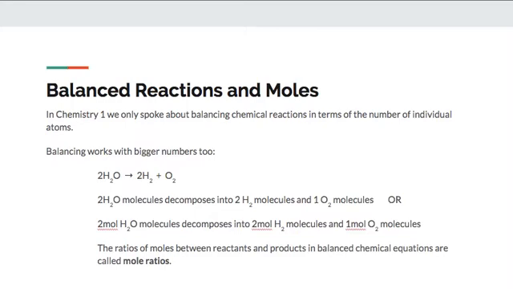So in this equation, the mole ratio between water, H2O, and hydrogen, H2, is a 2 to 2 mole ratio because there are 2 moles of H2O for every 2 moles of H2 in this equation. Now for hydrogen to oxygen, our mole ratio is 2 moles of H2 to 1 mole of O2. And again, that's just from the balanced chemical equation. That would be the mole ratio for H2 to O2.